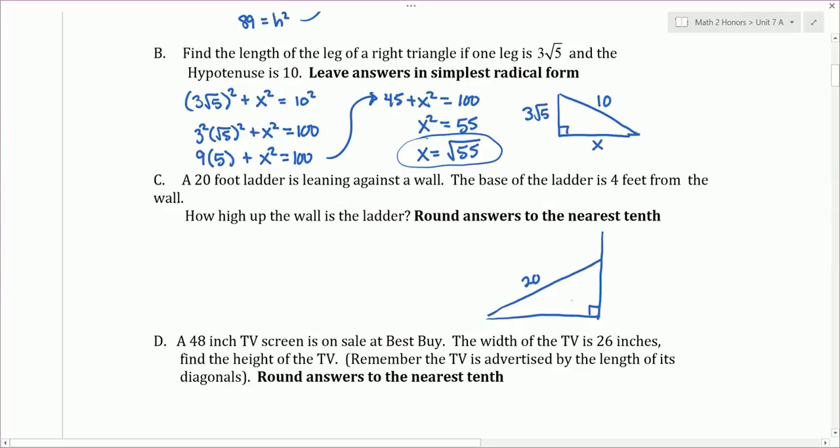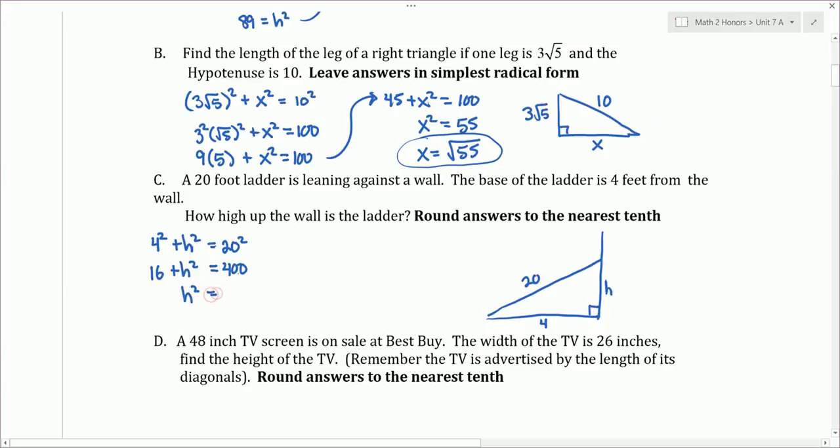The base of the ladder is 4 feet from the wall. So that is the distance along the ground. And we're looking for the height. I'll use lowercase h for the height, or how high up the wall is the ladder. Using Pythagorean Theorem, we get 4 squared plus h squared equals 20 squared. That's 16 plus h squared equals 400.